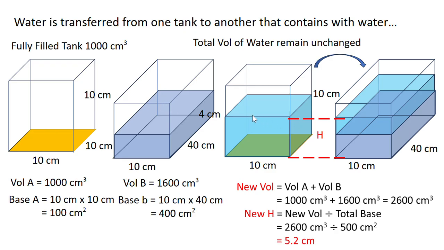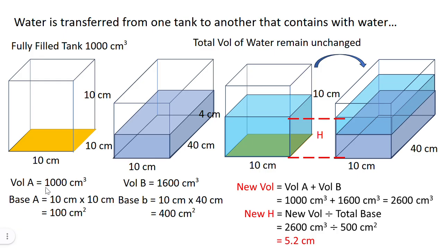But same as previous, you do not pour all the water over, but instead you want to make sure that they have the same height. So remember, this is not an empty tank, this is a fully filled tank. I missed out the coloring. Okay, this is a fully filled tank. You pour some water over here such that they have the same height.